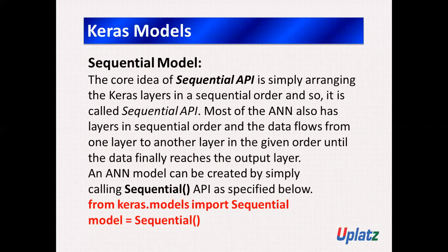The core idea of the sequential API is simply arranging the Keras layers in a sequential order, and so it is called the sequential API. Most artificial neural networks also have layers in a sequential order, and the data flows from one layer to another in the given order until the data finally reaches the output layer. So an artificial neural network model can be created by simply calling the sequential API as specified below. You just need to write these two lines. Can you see the ones I highlighted in red? From keras.models import Sequential, and then model is equal to Sequential.